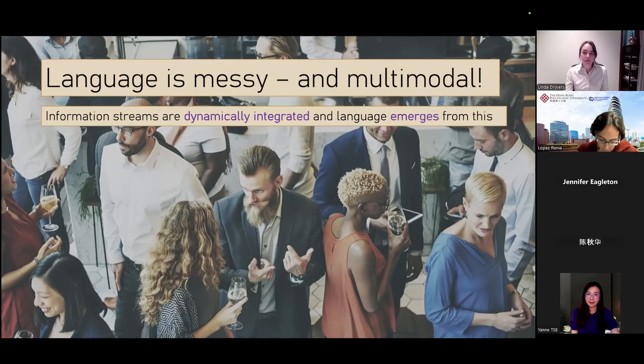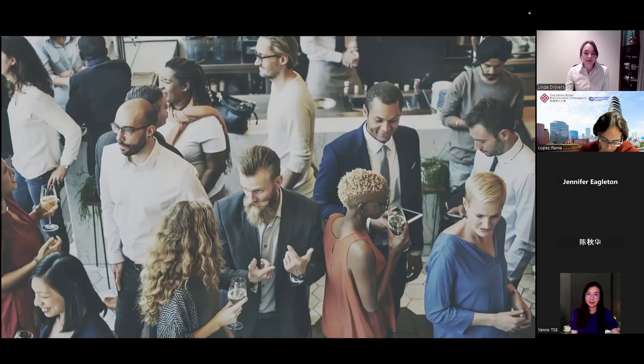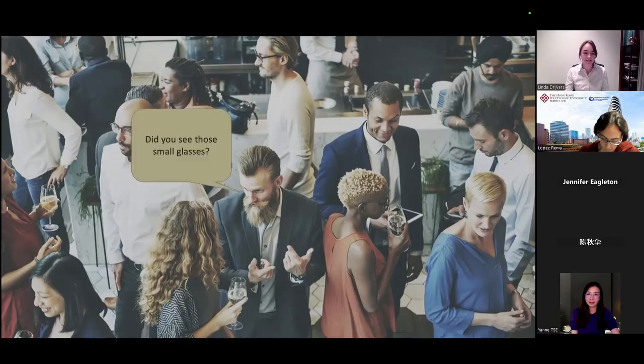And today I will argue that all of these different information streams, so from speech, visual signals, and contextual signals as well, are dynamically integrated by the brain, and that language emerges from this dynamic integration. Now, let's first look at this situation again. So you could imagine that in this natural situation in which we communicate, the person in the middle is perhaps talking to the other person, and he says, "Did you see those small glasses?"